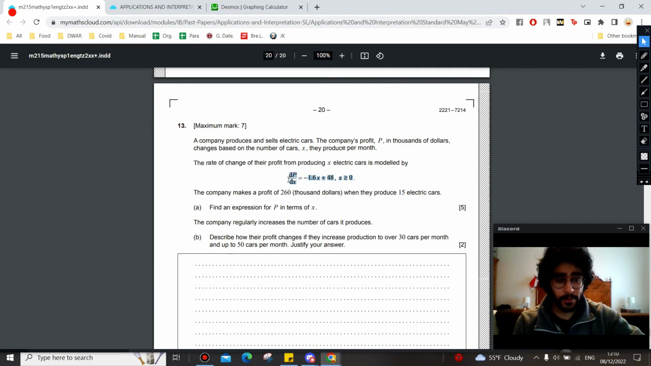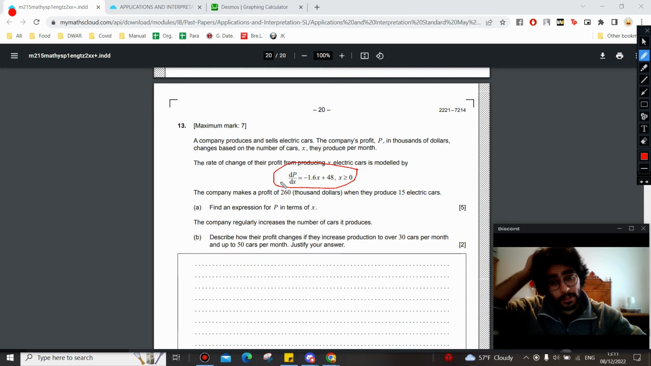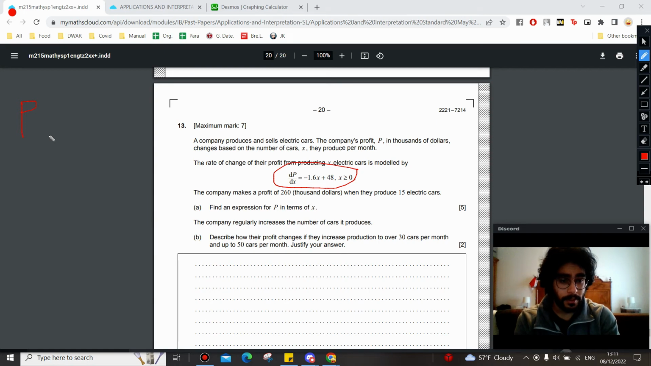This is the rate of change function. This is not the function for the profit. This is the function for the rate of change. So what we do, find the expression for P in terms of x. Well, I am going to take the integral of this. Integral of the left part will be just P, because dP divided by dx is the derivative of P with respect to x. So integral of derivative will be nothing, which means integral of this one will be just P.